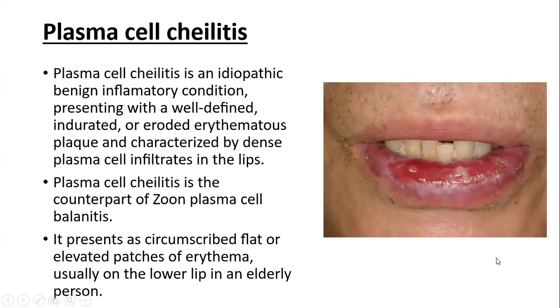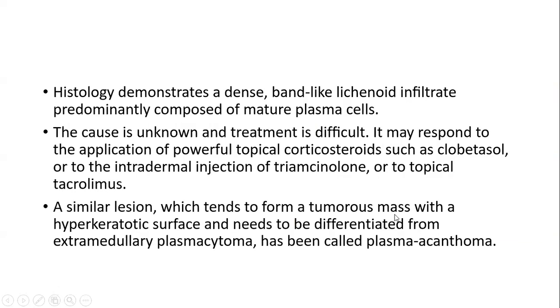Plasma cell cheilitis is an idiopathic inflammatory condition presenting with well-defined induration, erosion, erythema, and dense plasma cell infiltrate in the lips on histology. This plasma cell cheilitis is the counterpart of Zoon plasma cell balanitis. It presents as circumscribed, flat or elevated patches, and the lower lip is commonly involved in elderly persons. Histology demonstrates a dense band-like lichenoid infiltrate predominantly comprising plasma cells. The cause is unknown, and treatment is difficult.